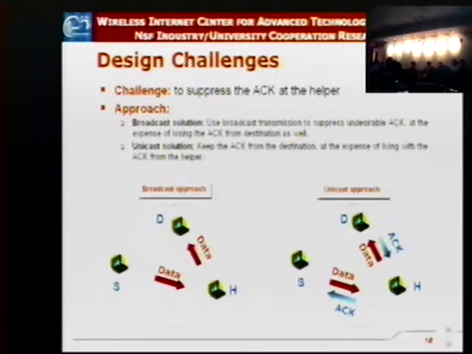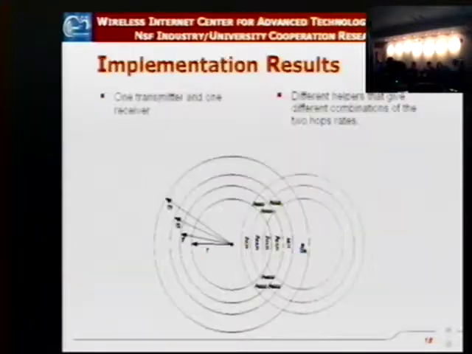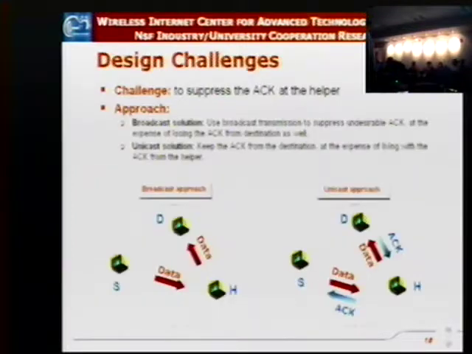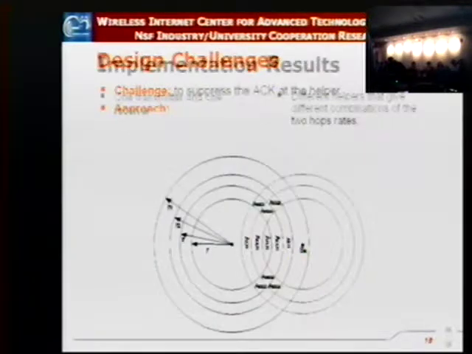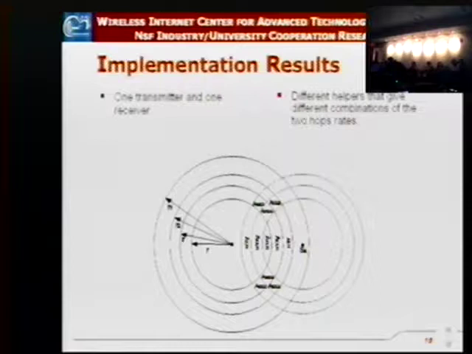Is this Unicast approach still faster than a direct hop? Yes, yes. After that, I have some results from the implementation. So there's no broadcast of the ACK? It's all Unicast, yes. This is a normal 802.11 ACK. We can't touch the ACK. We can suspend it, but we can't modify it, we can't do anything with the ACK. So we have this basic implementation scheme, and we are very happy that at least it gives us good results.